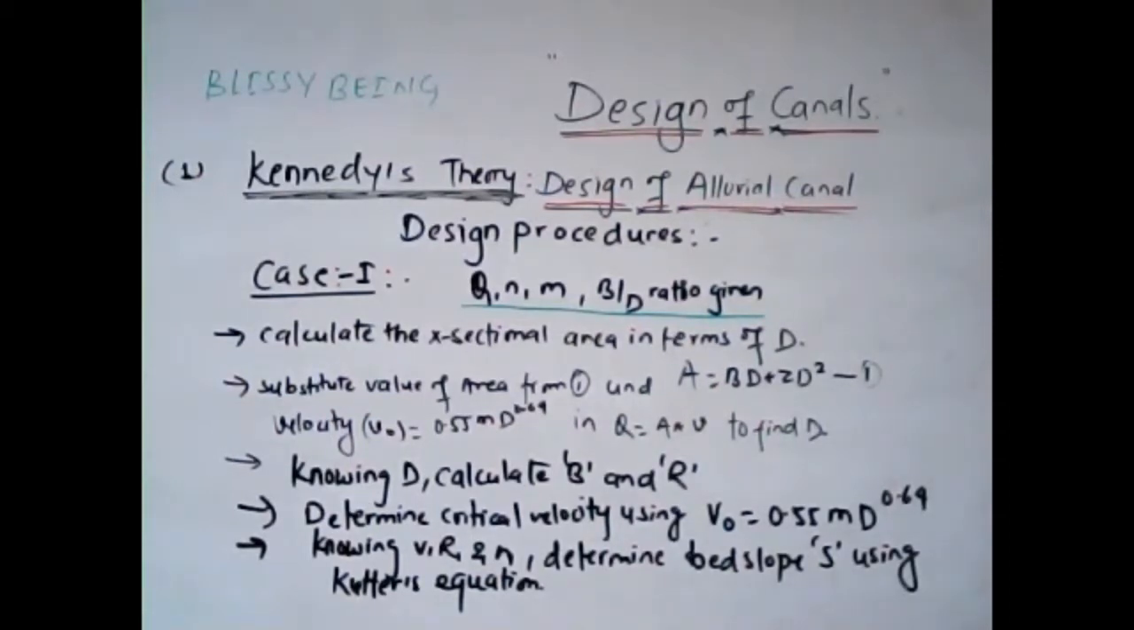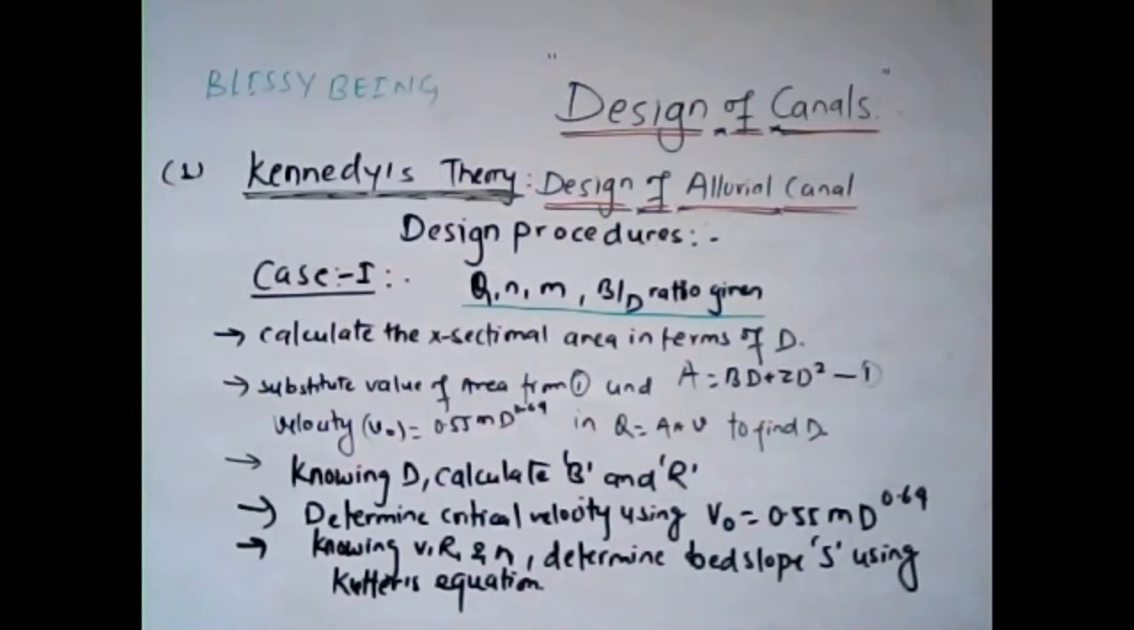In step two, in equation first you have obtained the area, and the velocity can be obtained from V naught equals 0.55 m D to the power 0.64. So with this critical velocity V naught and the area obtained, you can just apply the continuity equation Q equals AV to find out D. So D is the depth of the canal.